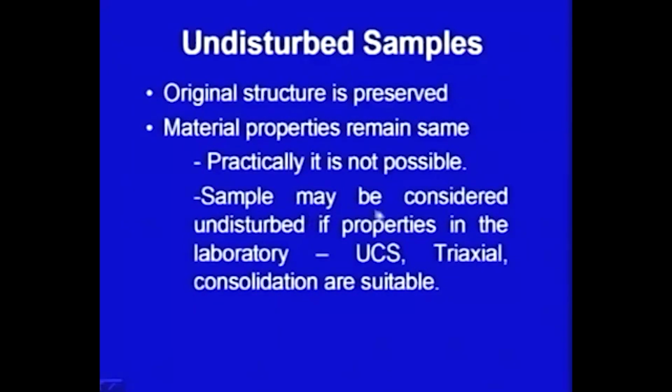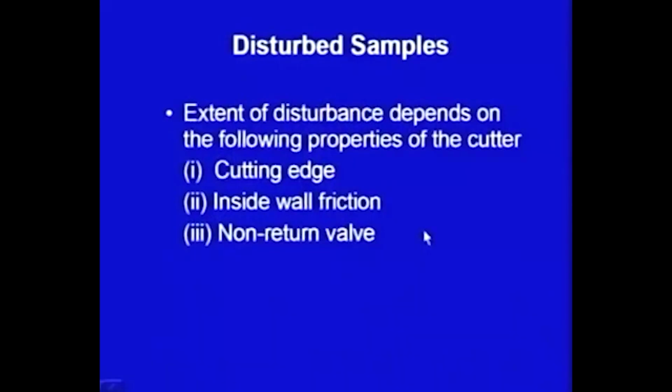Samples may be considered undisturbed if the properties measured in the laboratory, for example unconfined compressive strength, triaxial strength and consolidation test data, are suitable for design purposes. So, we will be considering them to be undisturbed samples, but keep in mind some disturbance always occurs. This disturbance depends on several parameters. The extent of disturbance depends on the following properties of the cutter: the cutting edge, inside wall friction and the non-return valve.